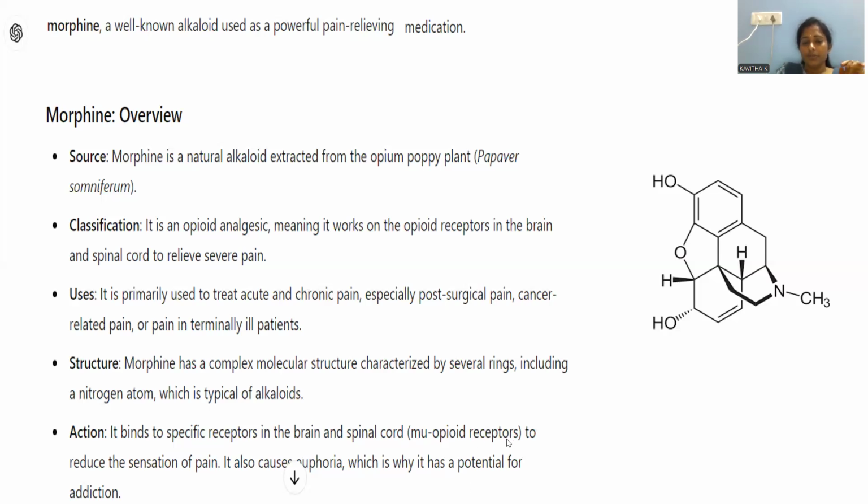Opioid receptors are where, if there is any malfunctioning of the brain or any spinal cord related disorders, we will go for morphine to reduce the sensation of pain. If that disorder is creating pains, in order to cure them, morphine can be applied. It also causes euphoria.